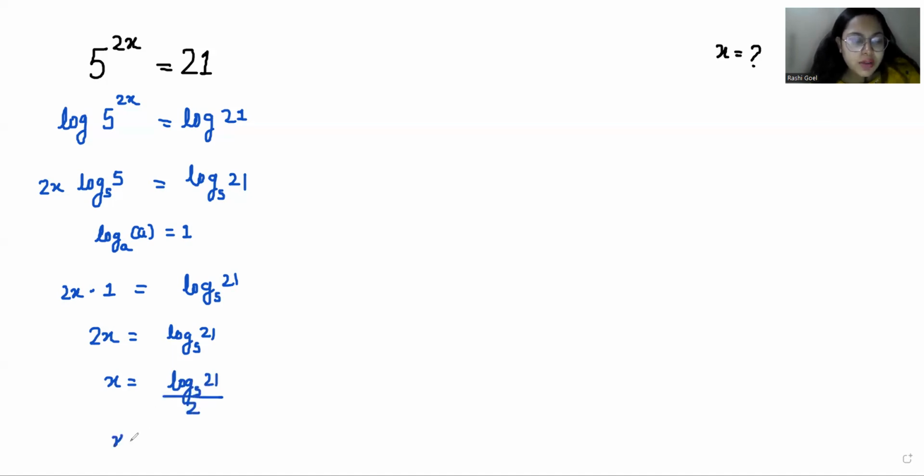And when we solve this, the value of x is 0.9458.